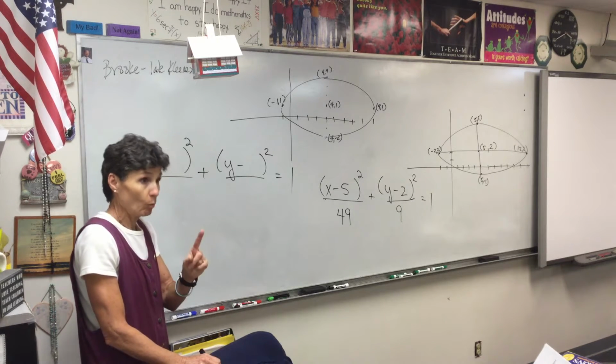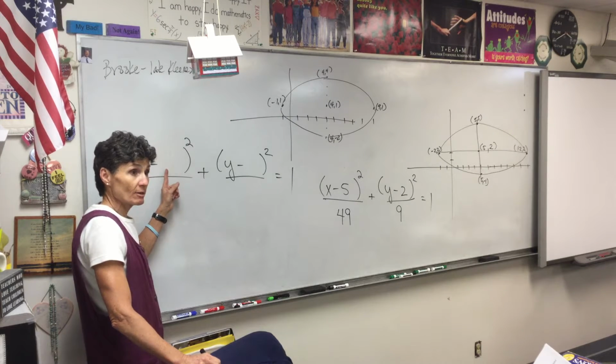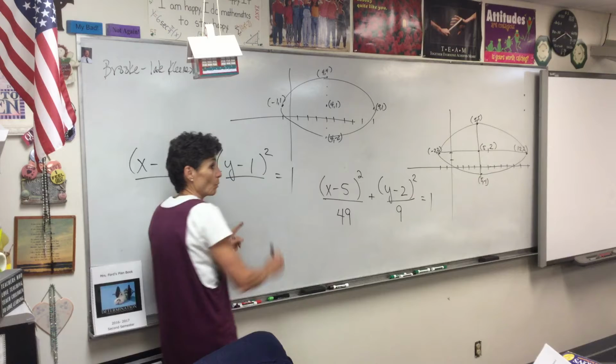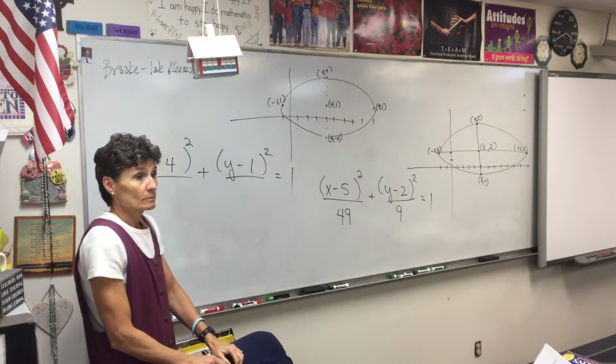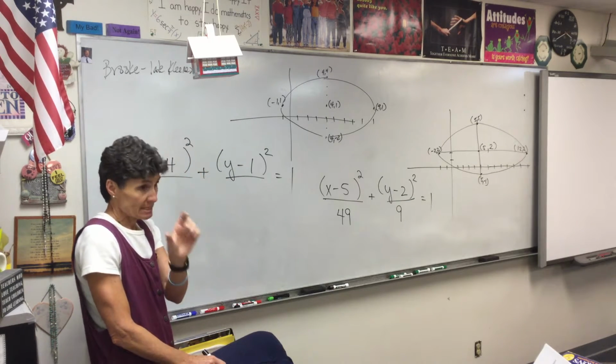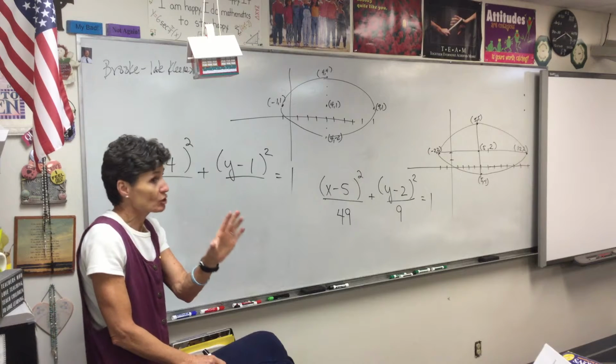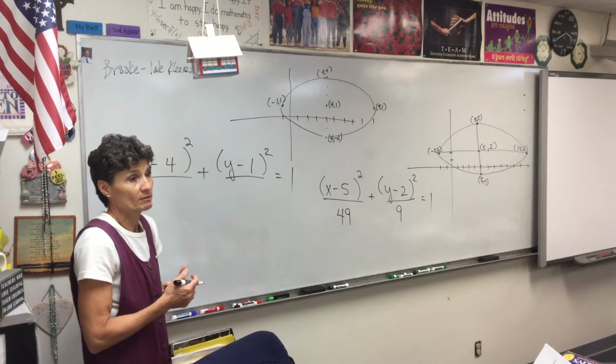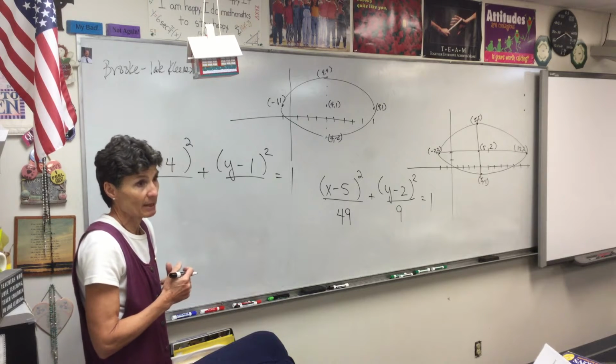The center is at 4, 1. And that's what goes in here. So it's going to be x minus 4, y minus 1. Always, always, always, that's where the center goes. Just like with the circle. With a parabola, it's the same thing, only we call it the vertex, not the center. But it's the same idea.